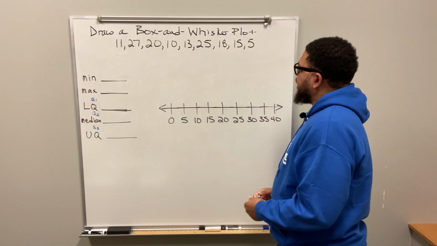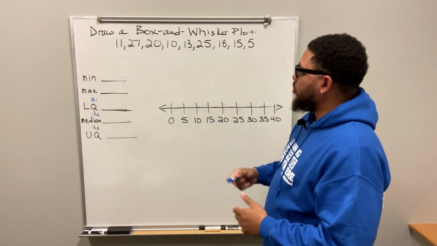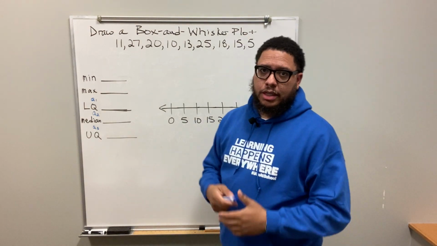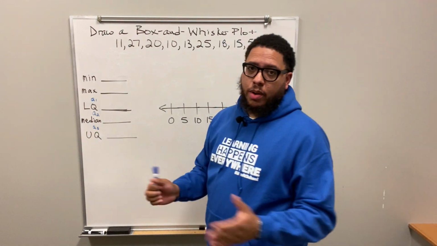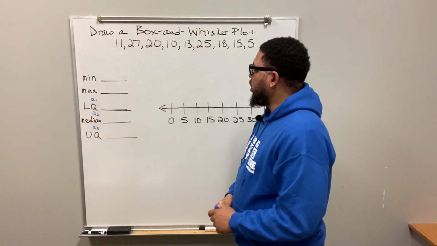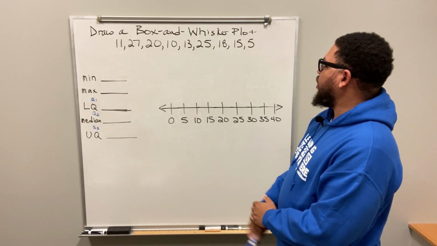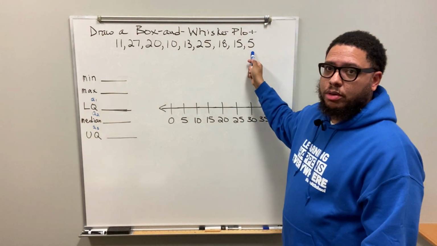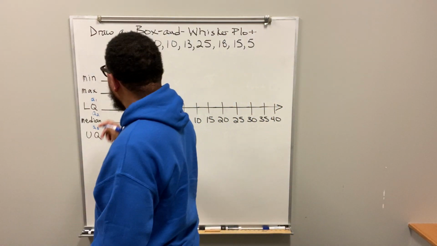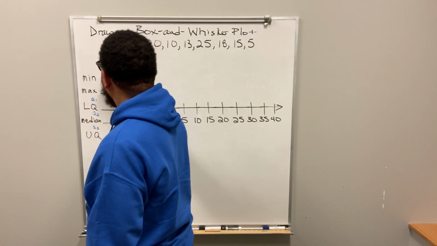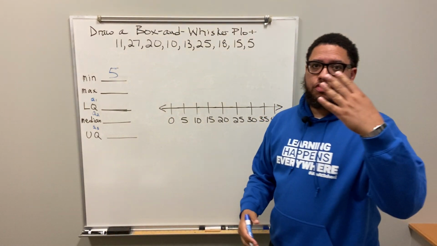So just looking at this data, I would suggest you get the easy stuff out of the way. What's your minimum? Your minimum doesn't require any mathematical calculations. You're just counting. You look through your data and you see, okay, 5 is the smallest number out of all these numbers. So that's my minimum, and you write that. 5 is my minimum. All right, so 1 down, 4 to go.